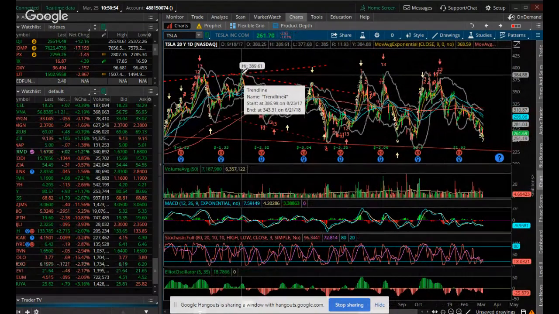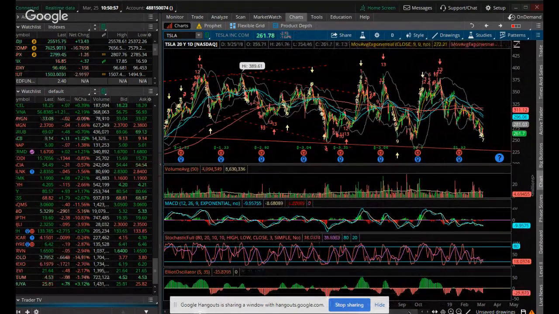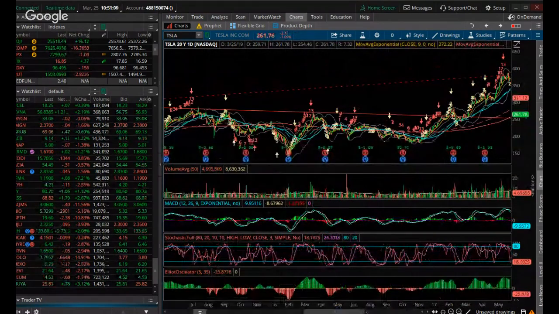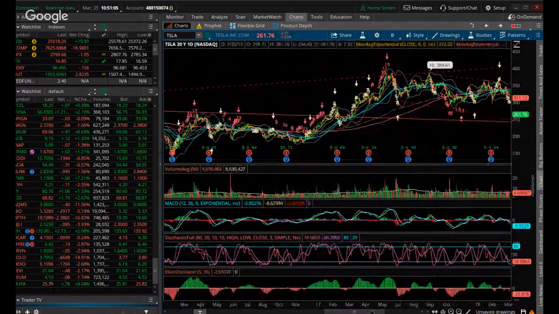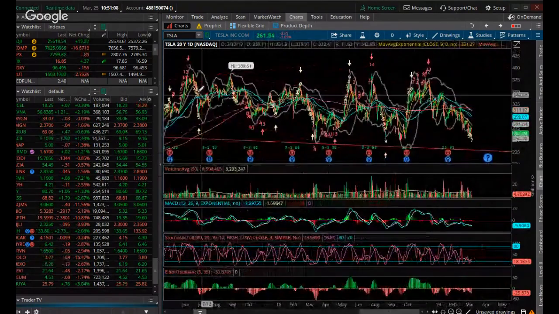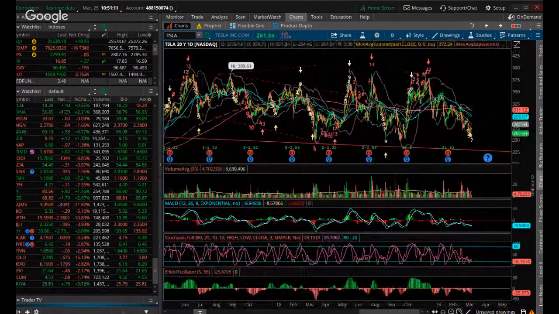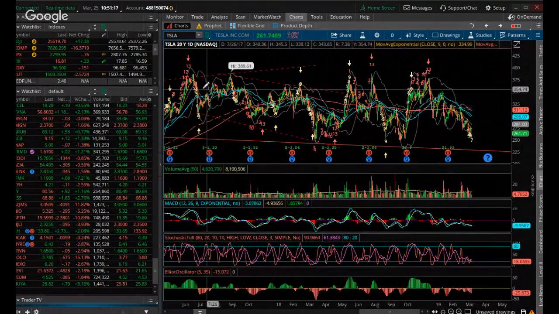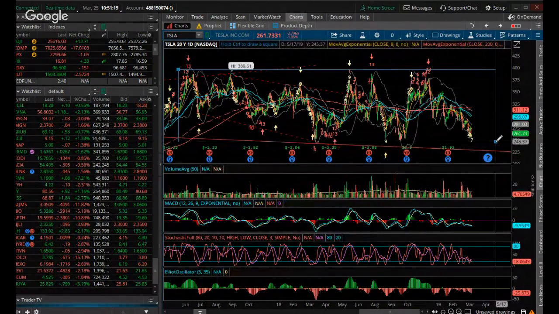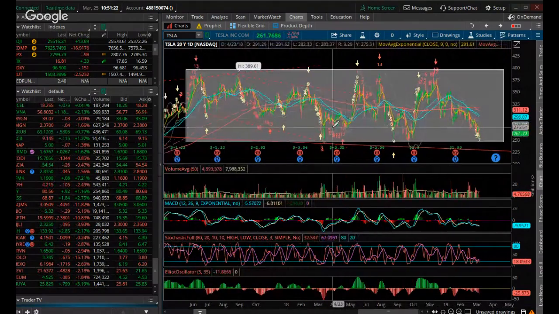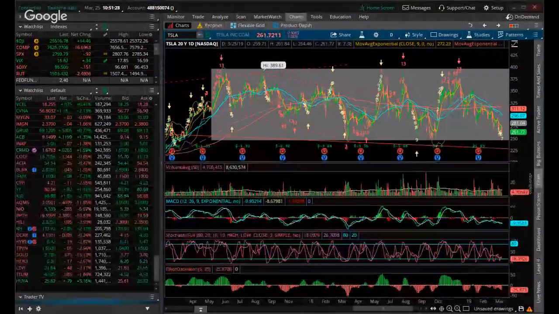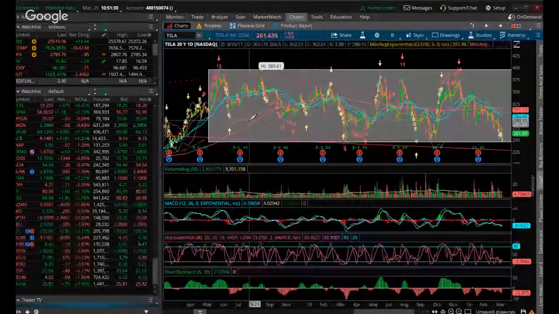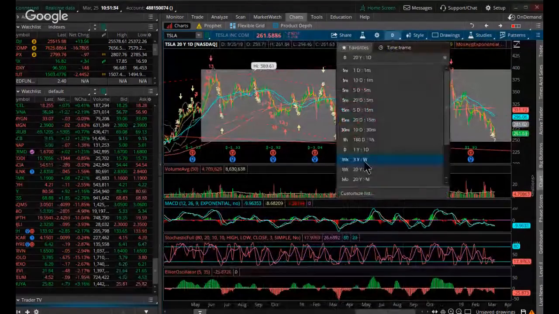Going back in 2017, we've had about a multi-month consolidation. We have a rectangle pattern here. Everyone can see it. This has been the rectangle pattern that the stock has been consolidating in for almost 2 years, and we'll see how it holds.